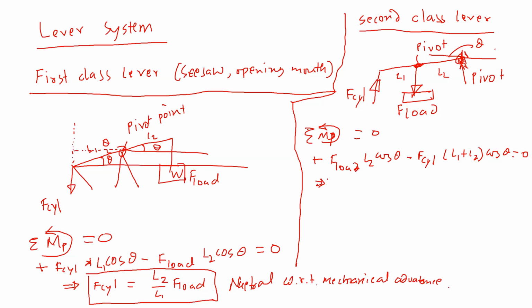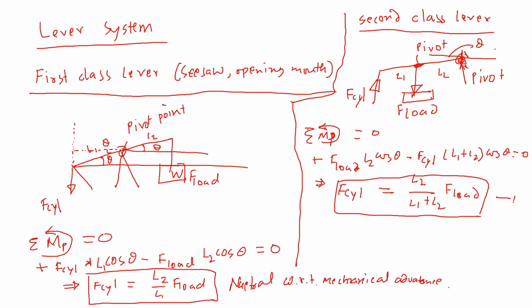If we solve for F cylinder, we'll get L2 by L1 plus L2 times F load. If you look at the first class lever and compare it with the second class lever, this is the second class lever, this is the first class lever.